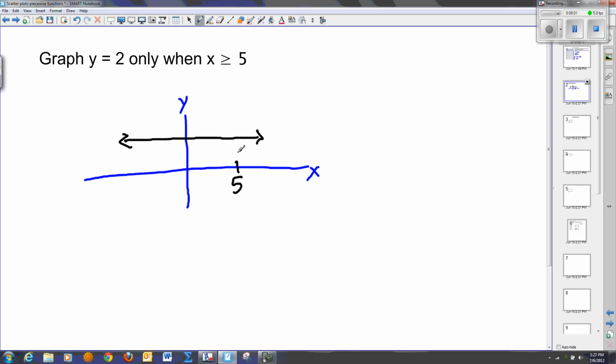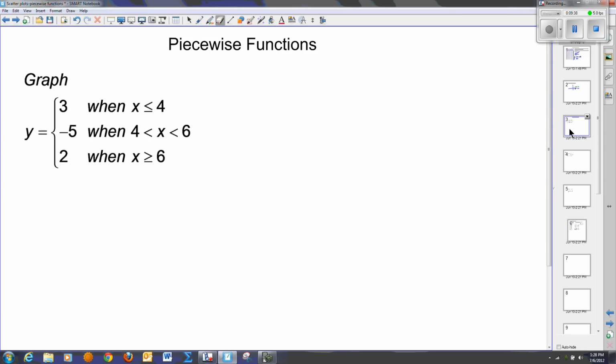Basically, I want to start right here and just graph this line in the rightward direction. We'll do that in green. So the green line is really all I want to graph. Consequently, I need to get rid of all this other stuff, like so. So the green line would be the graph of y equals 2 when x is greater than 5. Makes sense. Let's take that a step further.